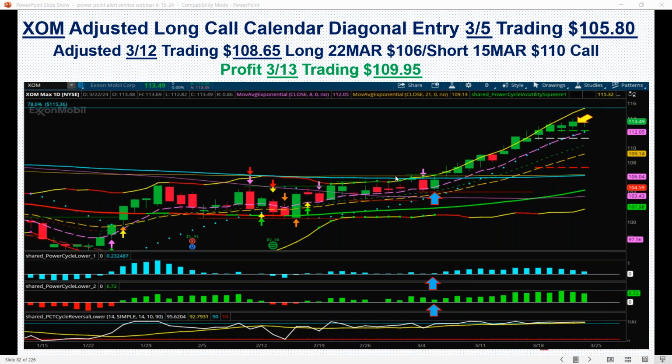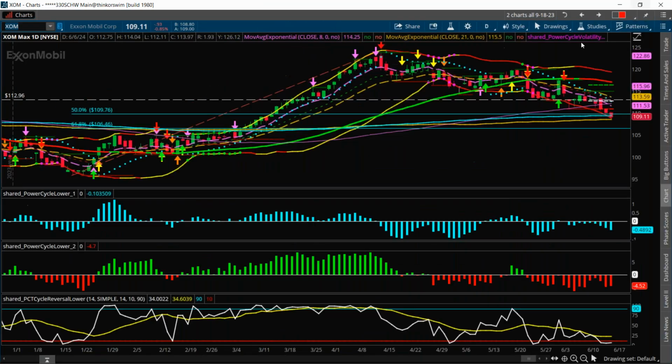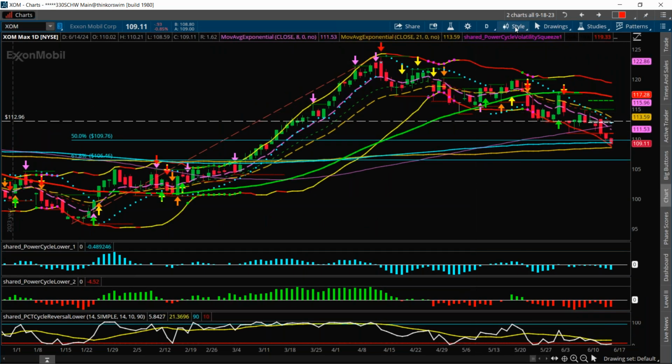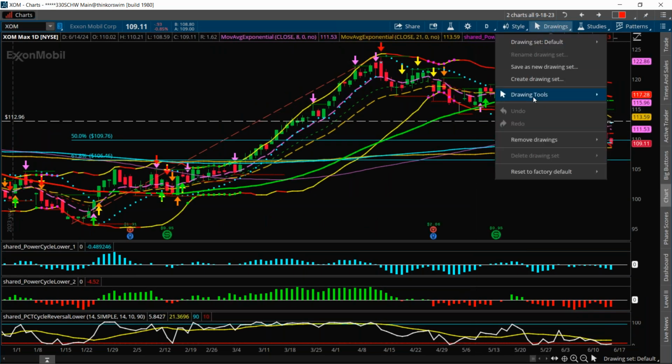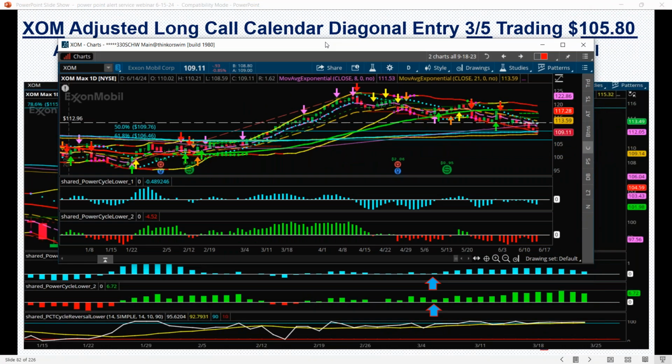So on Exxon, I'm going to pull up a bigger chart because this one had such a great pattern, and there was potential for a big move up is what I was looking for on this one. So I just wanted to try to stay in as long as possible. I'm going to mark where we got in and show you what I was looking at. So we got in on the 5th of March.